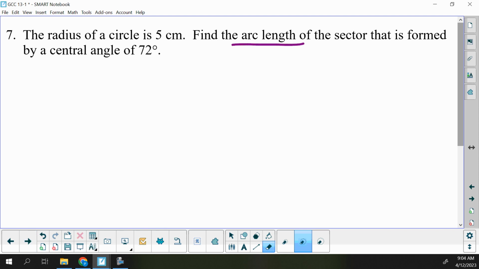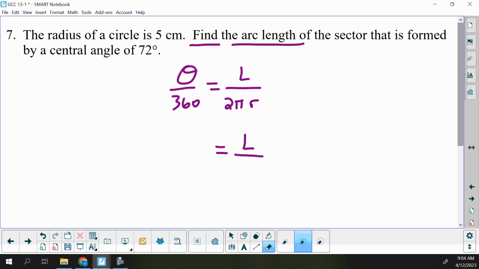Hopefully you recognize arc length. So we'll have theta over 360, that's always the same. But now that we have arc length, we're going to have the L over 2 pi r that we started the video with. Arc length is what we're trying to find, so the L is what we're not going to know. Theta was 72, and we'll have 2 pi times 5 in the bottom right.